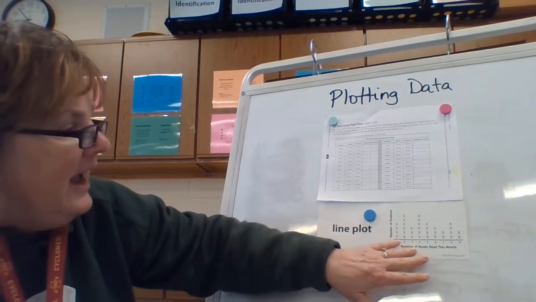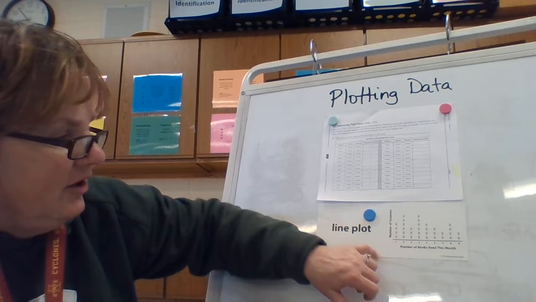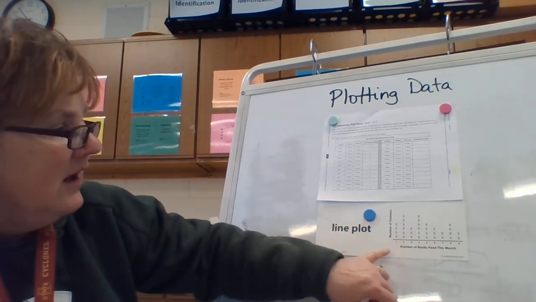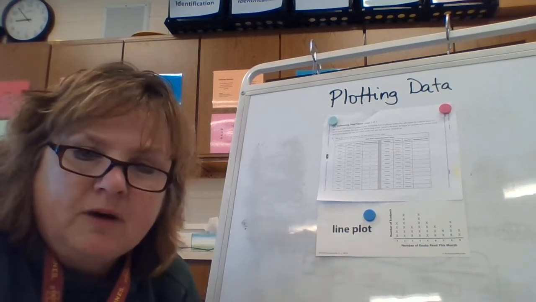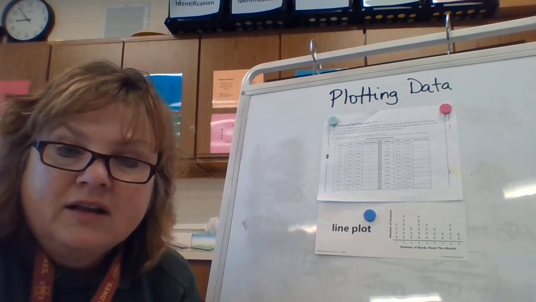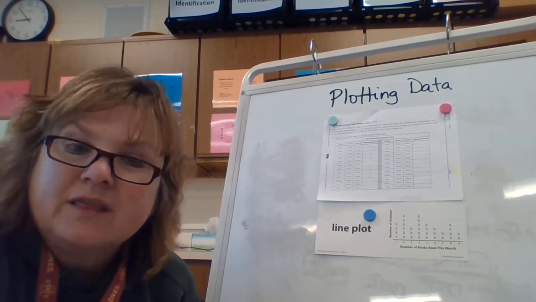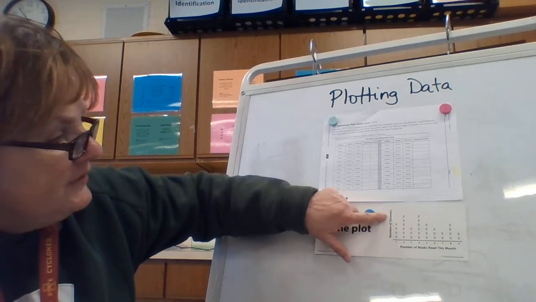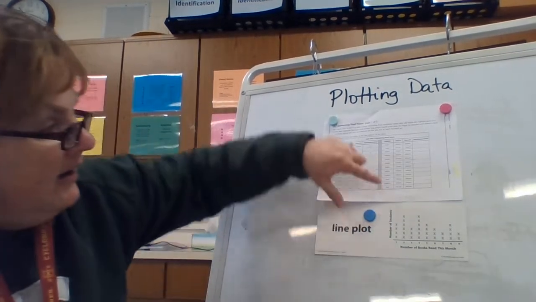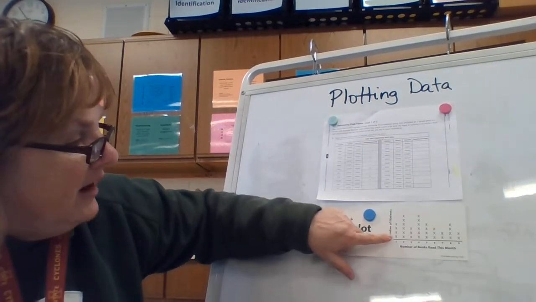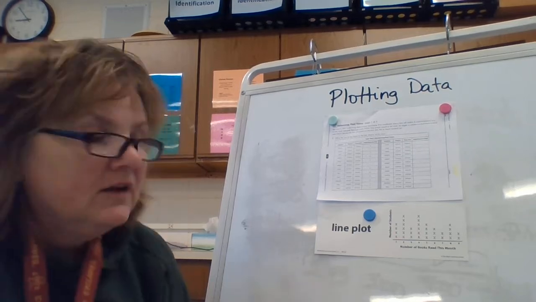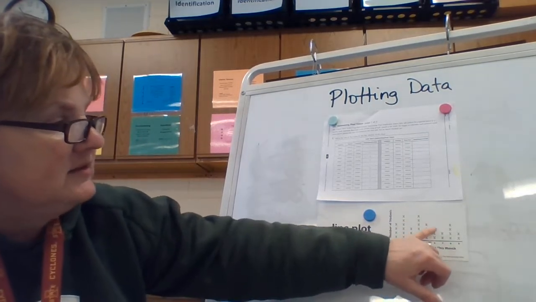So if you look at my example here, which it's kind of hard to see, I'm sorry, it shows on the bottom the number of books read this month. So 1, 2, 3, 4, 5, 6, 7, 8, 9. So their number of books that was read, where the most was 9. Number of students who read that. So on my line plot with my data, I see that 1, 2, 3, 4 students read 1 book. So you're going to have multiple X's on there.